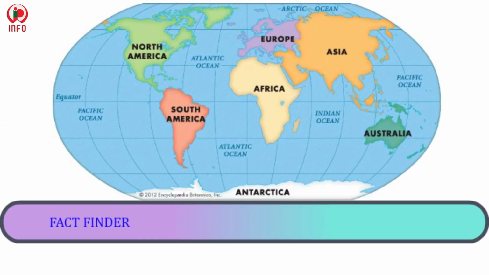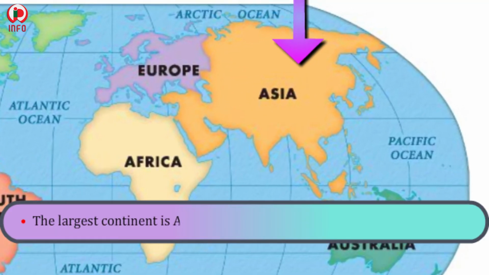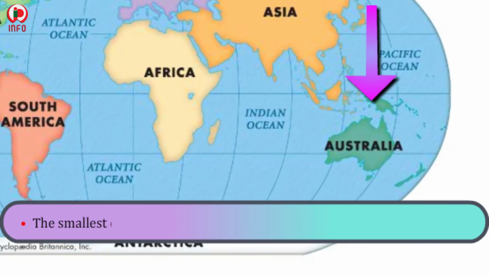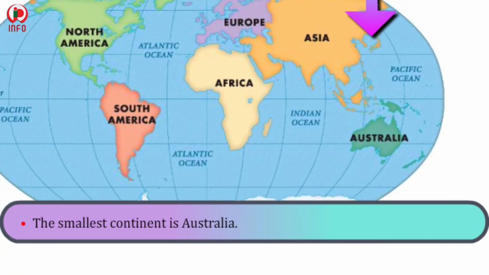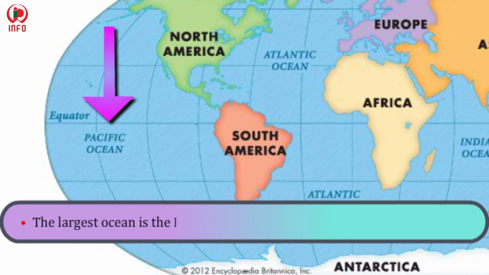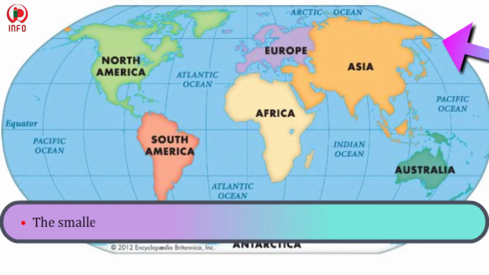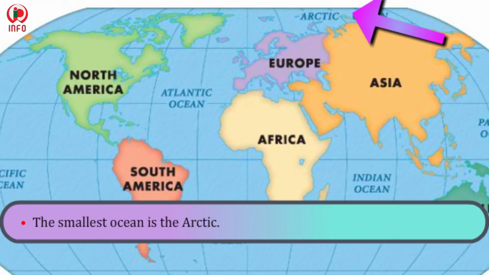Fact Finder. The largest continent is Asia. The smallest continent is Australia. The largest ocean is the Pacific. The smallest ocean is the Arctic.